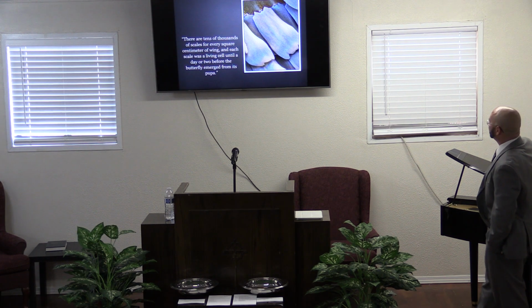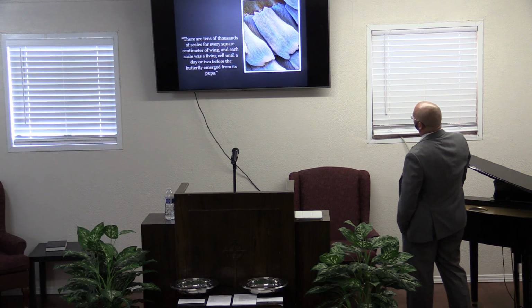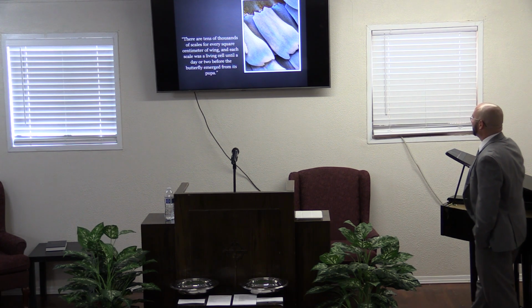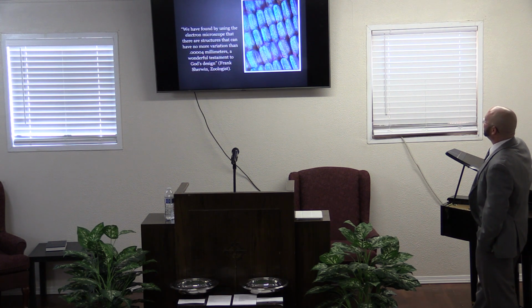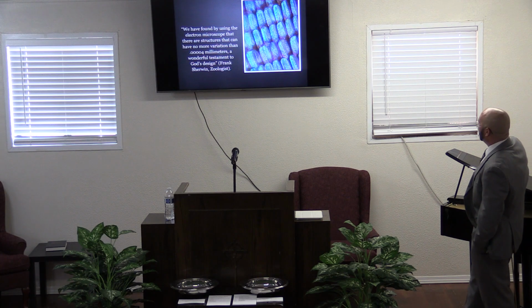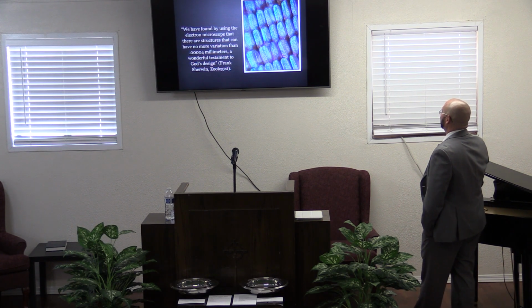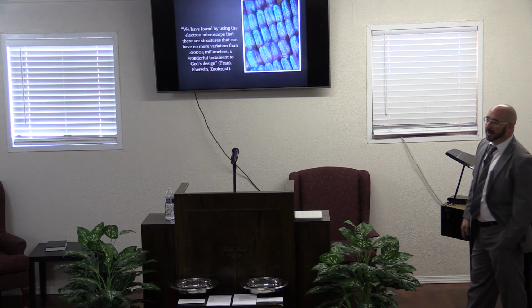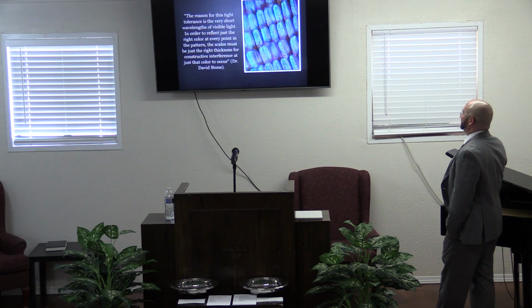There are tens of thousands of scales for every square centimeter of wing, and each scale was a living cell until a day or two before the butterfly emerged from its pupa. We have found by using the electron microscope that there are structures that can have no more variation than, I think that's 400 thousandths millimeters, a wonderful testament to God's design. That's like nothing. Like they needed an electron microscope to measure that so it can get the right color.